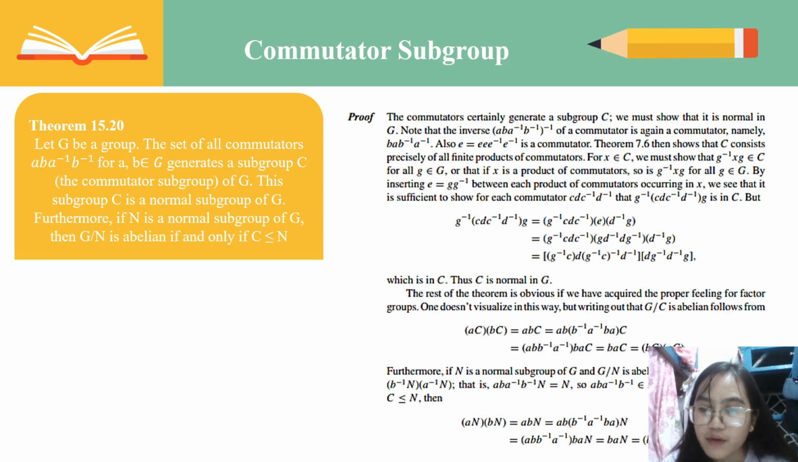Furthermore, if N is a normal subgroup of G and G/N is abelian, then ab a⁻¹b⁻¹N equals N. So aba⁻¹b⁻¹ is an element of N, and C is less than or equal to N. Then aN times bN equals abN, which equals ab(b⁻¹a⁻¹ba)N, and this results in baN, which equals bN times aN.